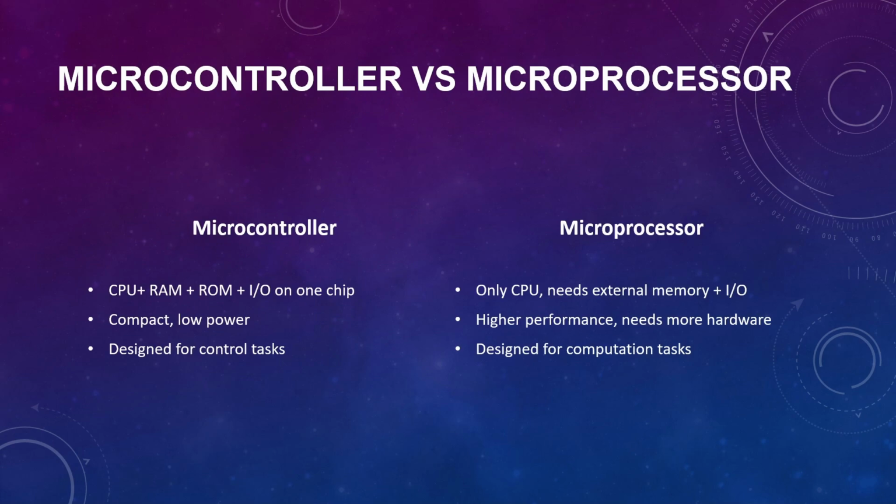Then, what's the difference between a microprocessor and a microcontroller? A microcontroller has a CPU plus RAM plus ROM and input output ports on the same chip. But in a microprocessor, only the CPU is there and we need external memory plus input output ports to connect to it. The third difference is that a microcontroller is designed for control tasks and is compact in size, but a microprocessor is designed for computation tasks.